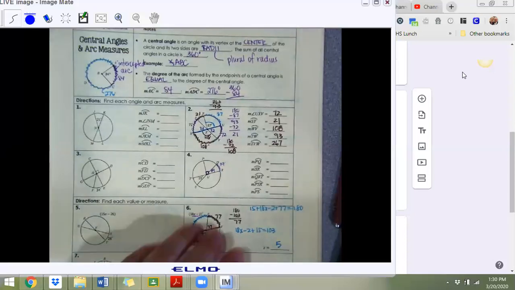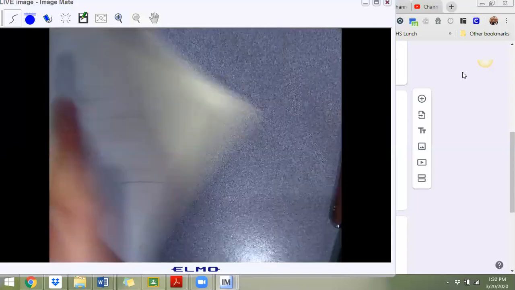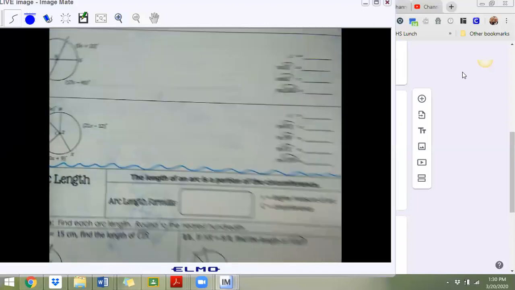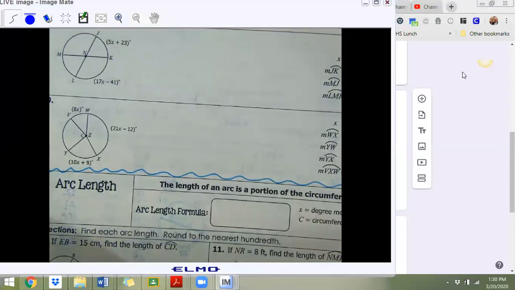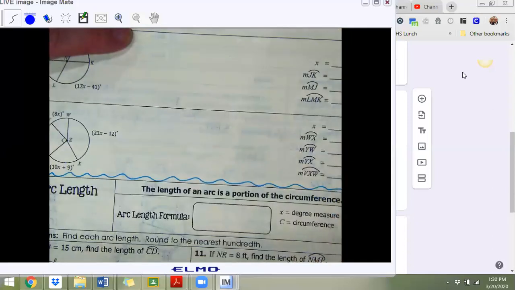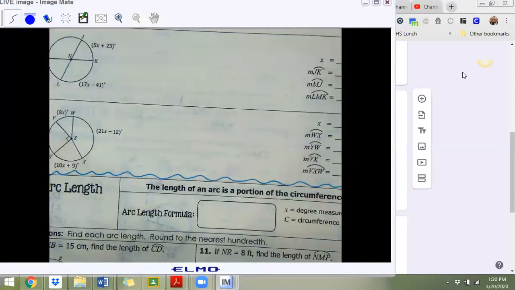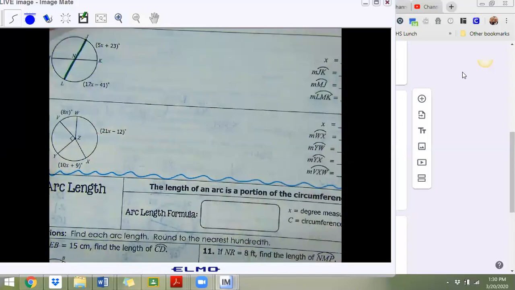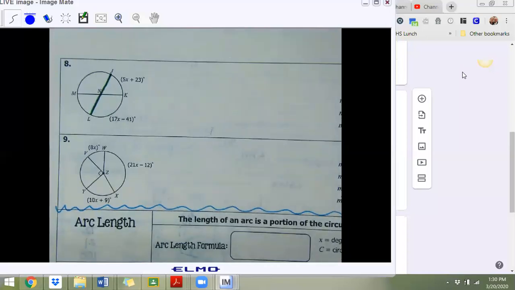So on number 8, you said? Yeah, number 8. So if you look at number 8, those two together that have the algebra, do you see how they make a semicircle? Oh, yeah. Okay, so you would actually do what then to set up your equation, John?